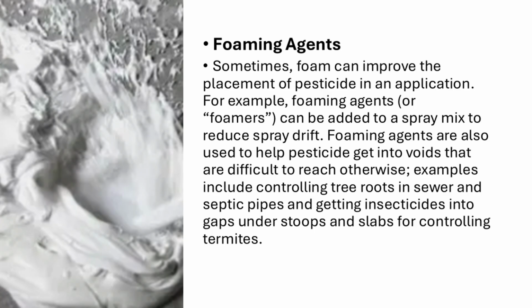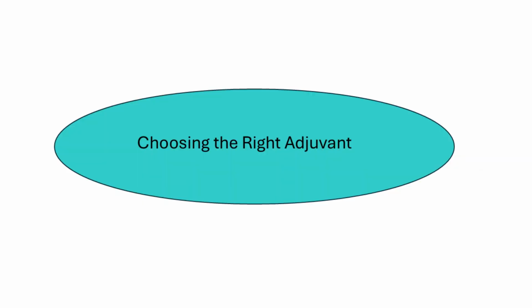Foaming agents. Sometimes foam can improve the placement of pesticide in an application. For example, foaming agents or foamers can be added to a spray mix to reduce spray drift. Foaming agents are used to help pesticide get into voids that are difficult to reach otherwise. Examples include controlling tree roots in sewer and septic pipes and getting insecticides into gaps under stoops and slabs for controlling termites.